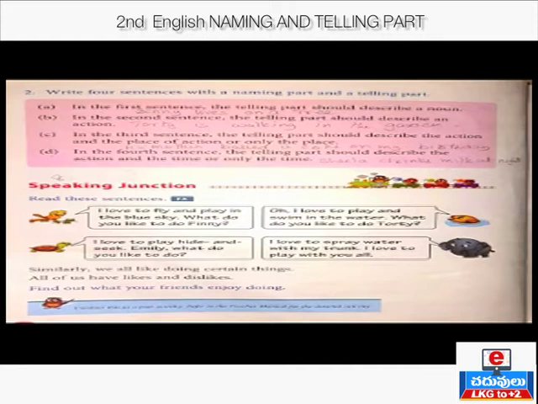Next. In the third sentence, the telling part should describe the action and the place of action, or only the place. What does the telling part describe in this third sentence? It describes the action and the place of action, or only the place. We have to describe the place of action and the action. Here you can see the sentence: my mother baked a cake on my birthday. This is describing the action and the place of action, or only the place.